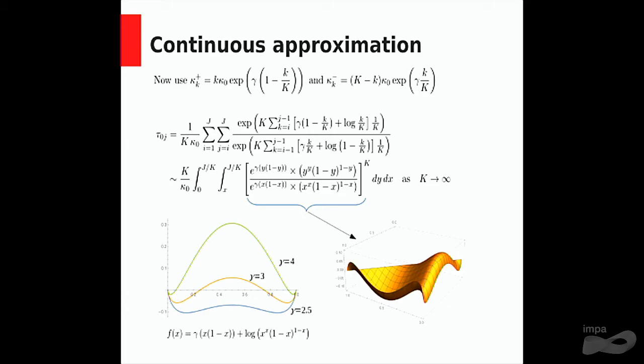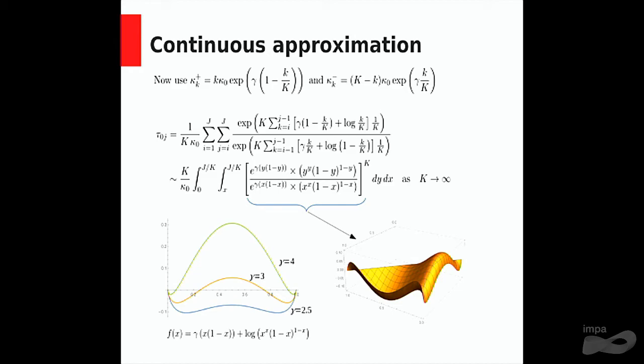One thing you can do is write this double sum here as a double integral, which is an approximation for large K, so large total number of motors. Then you realize that in the integrand, you get this expression here, and the numerator and the denominator actually have the same structure. Both are given by this function f here, evaluated at one variable of integration or at the other variable of integration.